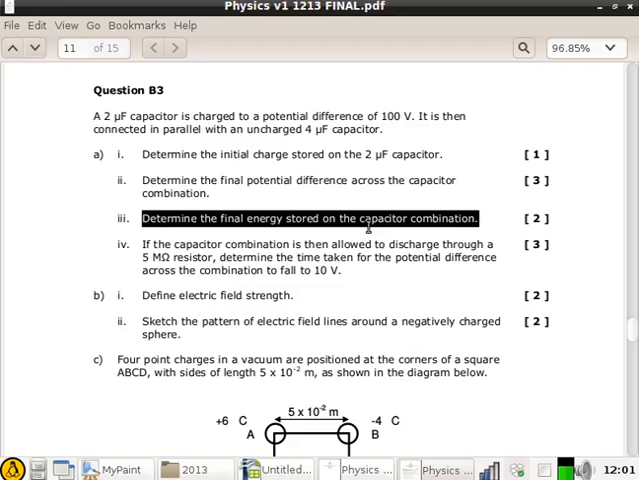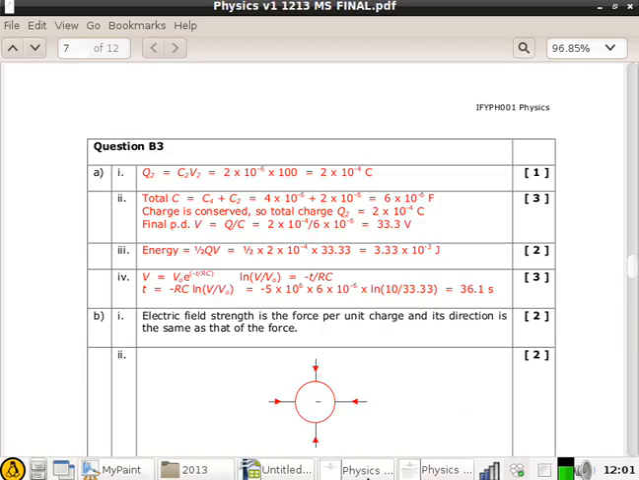3.3 times 10 to the minus 3 joules. You could use a half QV, it's the same answer, or you could use a half CV squared, whichever you prefer. I think this one actually is a bit quicker, because you have these two answers already to just multiply, isn't it? Did everybody here use a half CV squared? Yeah, and you got the same answer?